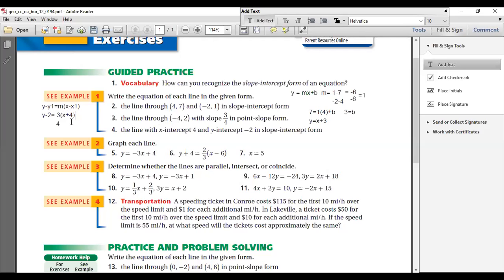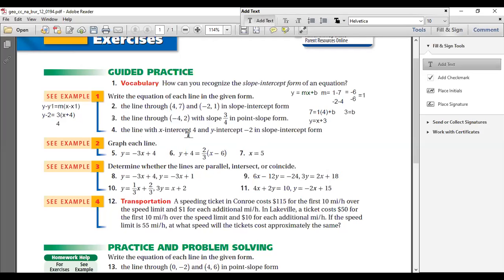Okay, let's go to question number 4. Now this is where a few more steps are needed, that's all, but it's easy. The line with x-intercept 4 and y-intercept of negative 2, in point slope form. So first let's write down the coordinates. This is the tip I can give you: whenever you have a question like this, you have to write the coordinates, that's all. So for this one, x-intercept 4, let's write down the coordinates.